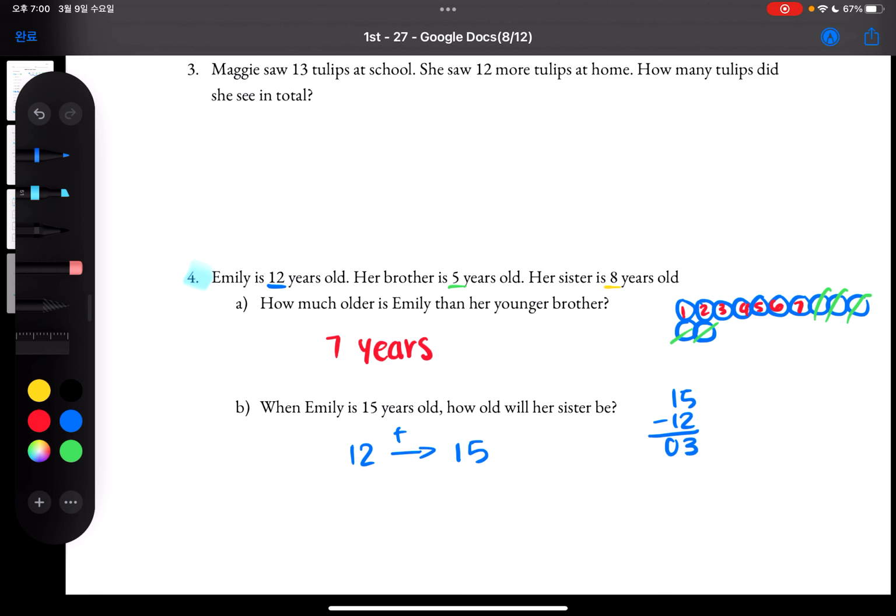So when Emily is 12, her sister is 8 years old. So we have to look at how old she will be 3 years from now. When you do that, you will get 8 plus 3 is equal to 8, 9, 10, 11. Her younger sister will be 11 years old.